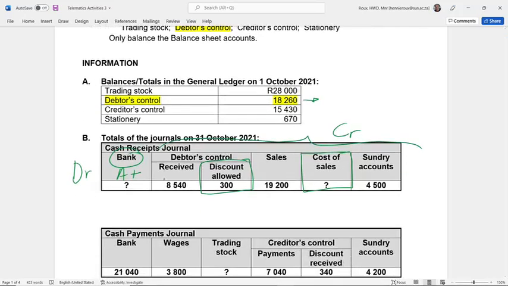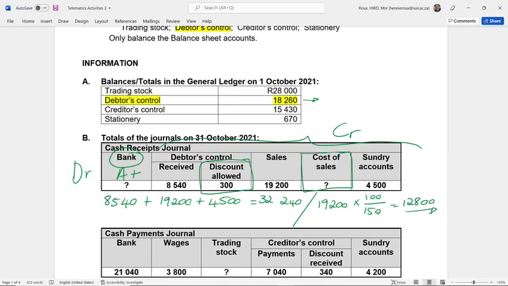So to calculate that bank amount, we've received 8,540 from the debtors. We've received 19,200 from cash sales, and we received 4,500 in the sundry accounts, other things that we received. So the total receipts 32,240. Cost of sales. They've given us sales. We want to know the 100. They gave us the 150. Therefore, cost of sales 12,800.